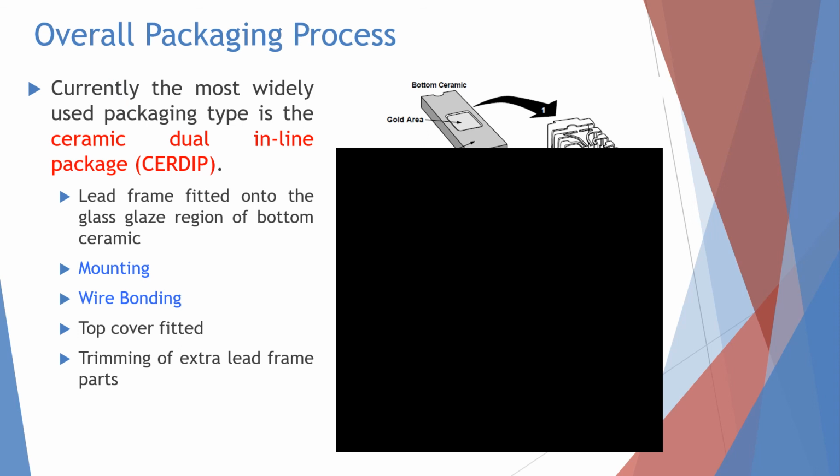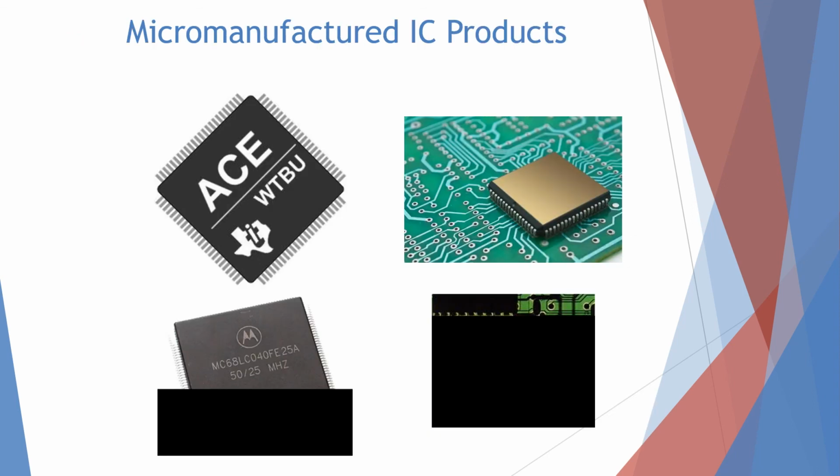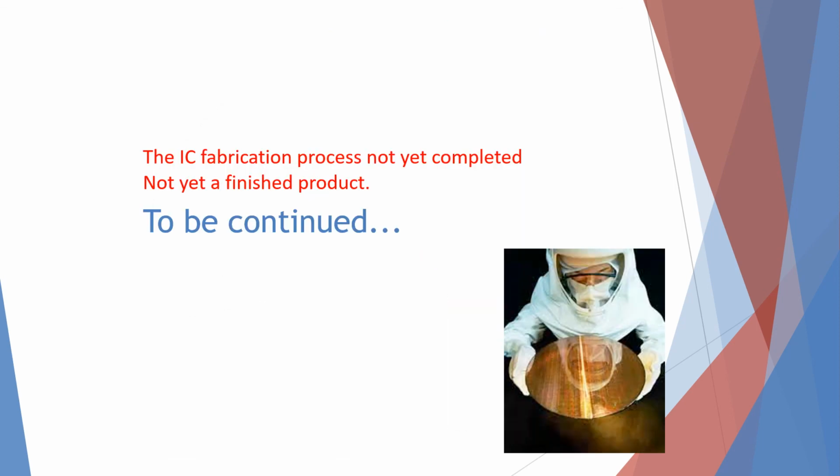Here are some examples of micro manufactured IC products. I believe that many of us have seen this kind of chip in our computer, in our handphone. This is how the chip has been produced. Do you think the IC fabrication process is completed? No, it is not. It is far from finished.